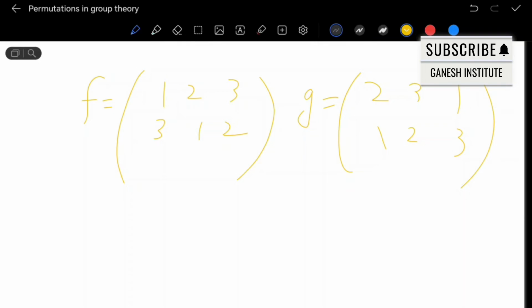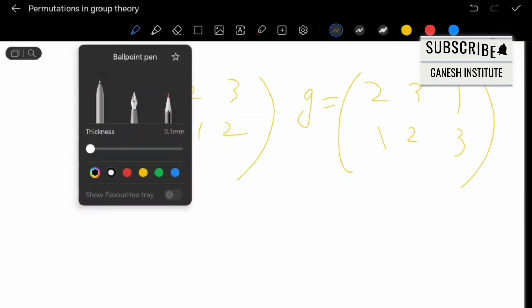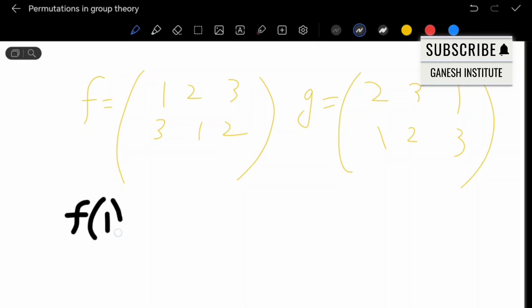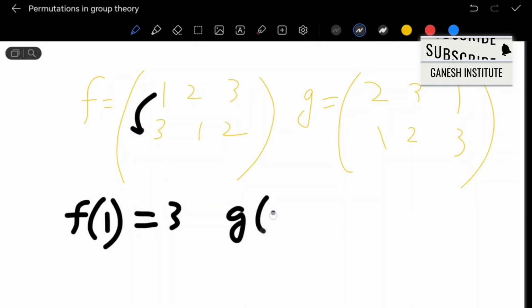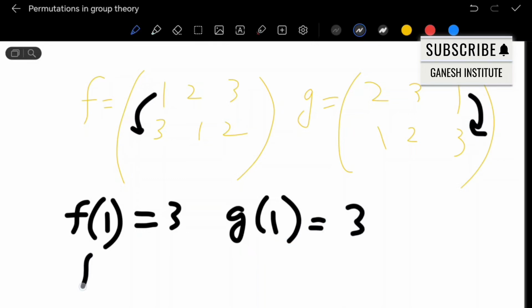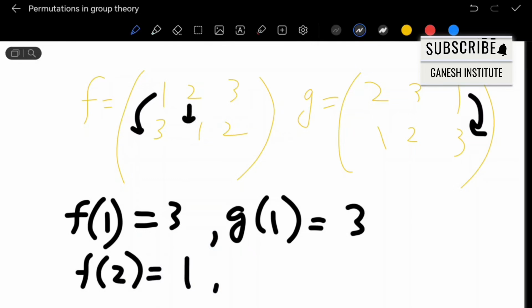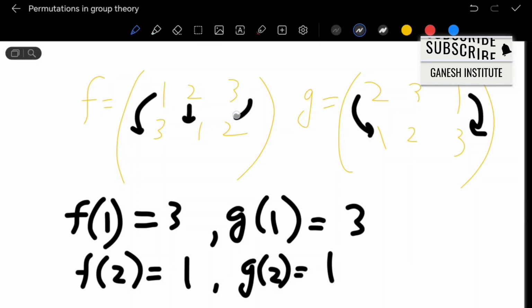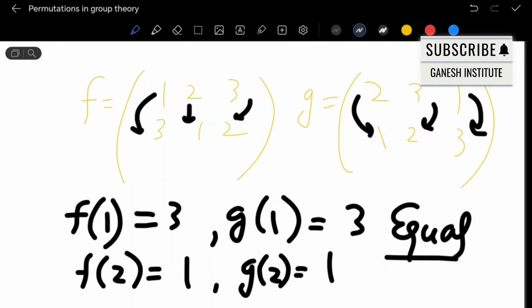Now tell me, when I say F1, what is it? 1 is mapped with 3. What is G1? 1 is mapped with 3. Then what is F2? 2 is mapped with 1. What is G2? 2 is mapped with 1. And then finally you can see 3 with 2, 3 with 2. So yes, we can say, because images and pre-images are same, these two permutations are equal.